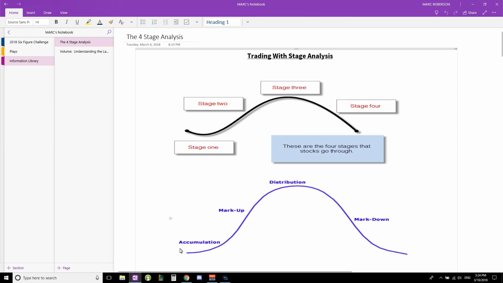Stage 1 is known as the accumulation phase, and then you have stage 2, which is known as the markup stage, which is where you get your breakout and the uptrend. You have stage 3, known as the distribution stage, also known as the top. And then you have stage 4, which is the markdown phase, which is where you get the breakdown and then a downtrend. And then it rinses and repeats, and you go right back into the accumulation phase. So it's very important that amateur or new traders understand these 4 stages. It is very important to understand these 4 stages.